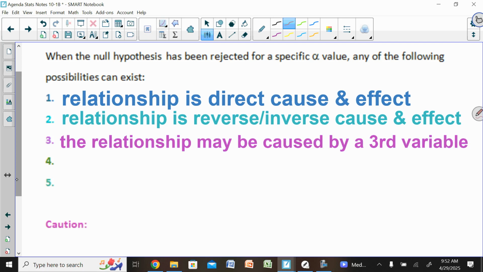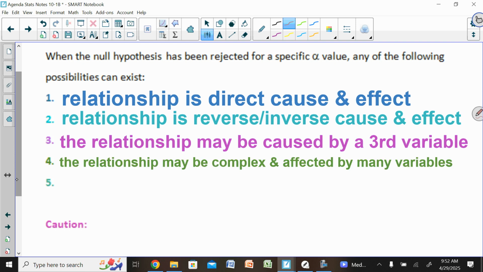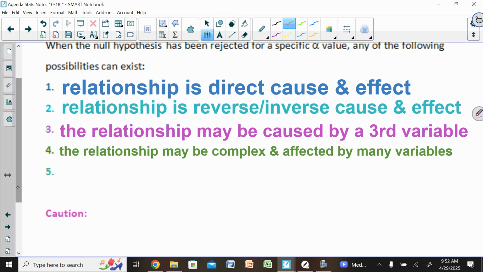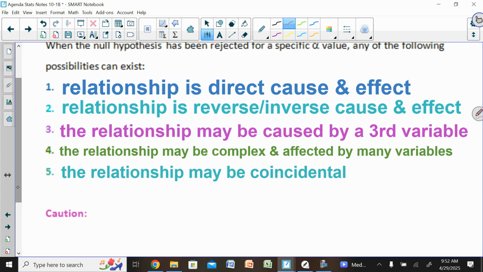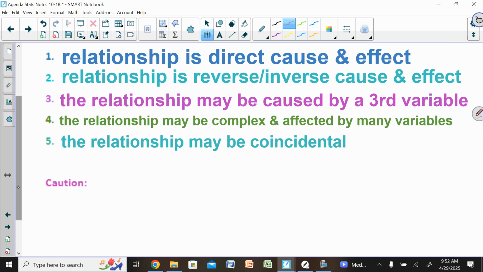The relationship could just be a fluke, and there could be some other variable in effect that is making this happen. Remember, way back at the beginning, we talked about confounding variables. Or it could be not just a third variable, but it could be complex and affected by many variables. So there could be something else making this happen, or it could be just a coincidence. So, caution at the end of section 10.1b.